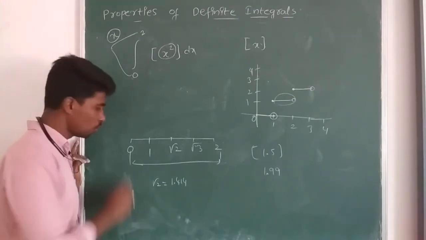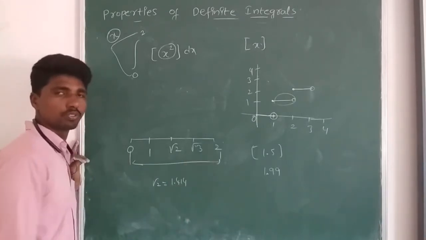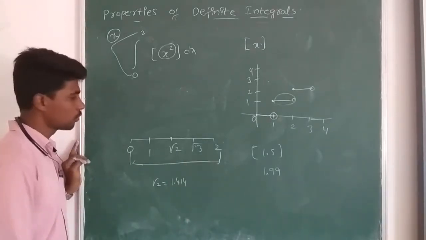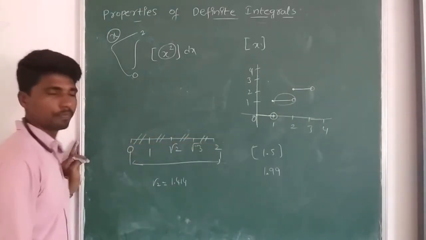Next, root 4. Root 4 does not lie in between 0 to 2. It is the end point 2, so no need to consider that particular point. So how many regions did I get? I got these regions.